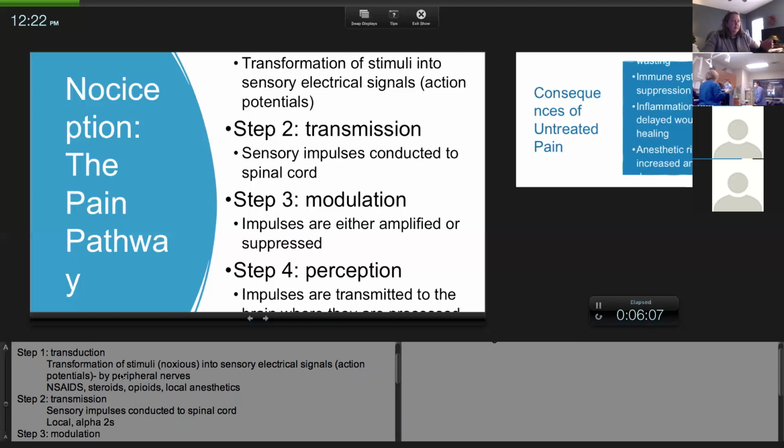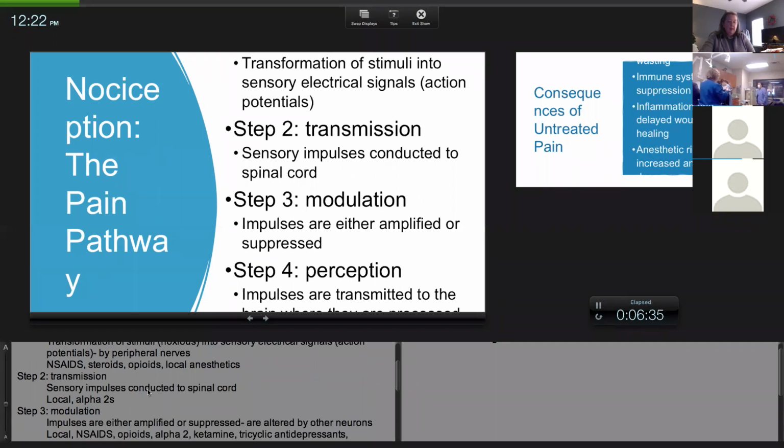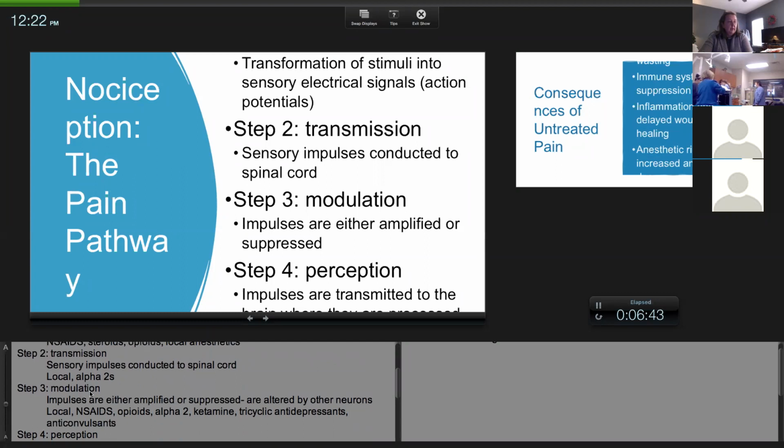Like I've said before, when you give a local anesthetic, that interrupts transduction. If we give a nerve block, then that signal cannot be sent, there's not going to be transmission and modulation, and there's not going to be perception of that pain. So there are different drugs that we can give: non-steroidals, steroids, opioids, local anesthetics, alpha-2s. They all work in different areas. Now look at step 3, modulation.